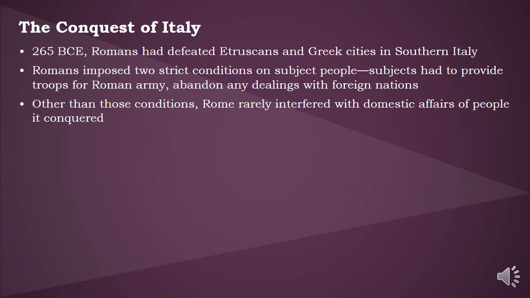They imposed 2 very strict conditions on their people. 1, you had to provide troops. 2, you could not be engaged in any type of foreign relations, foreign policy with any other nation. So if you were trading with another city-state, if you had any type of dealings with another city-state, that had to stop immediately, because that then became under the control of Rome. So those were the only 2 conditions.